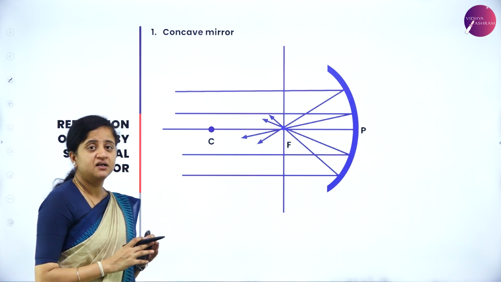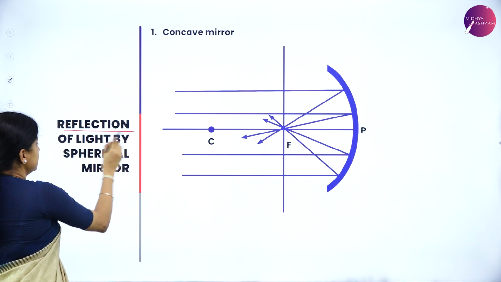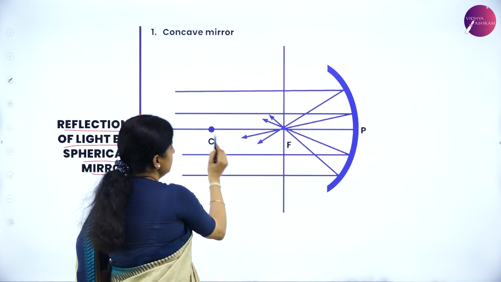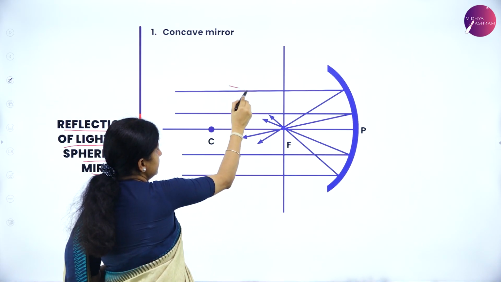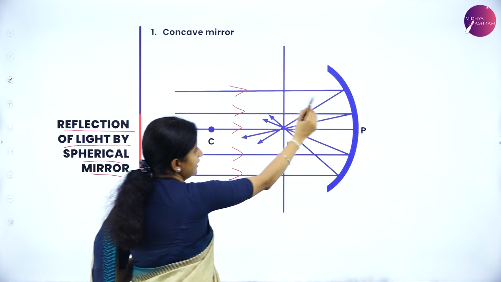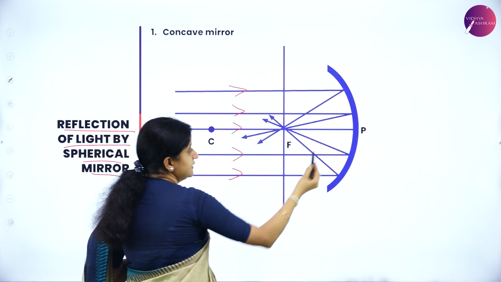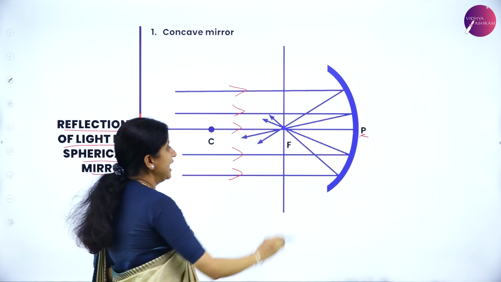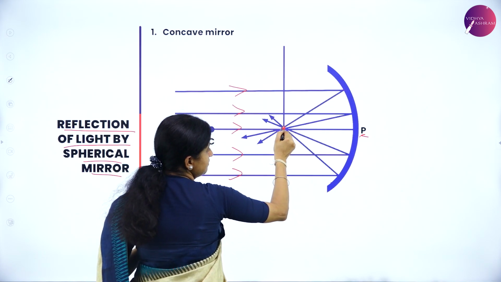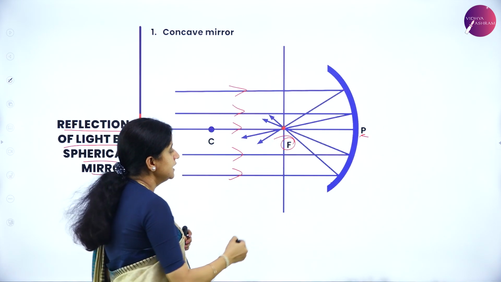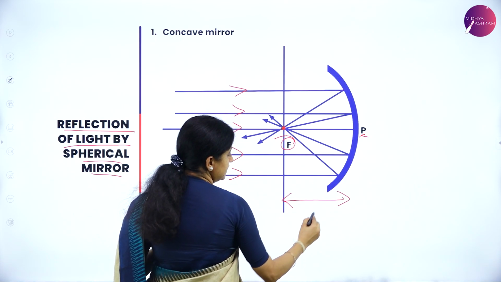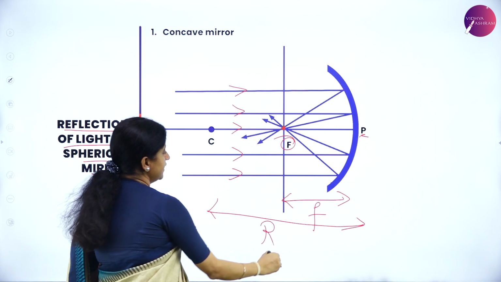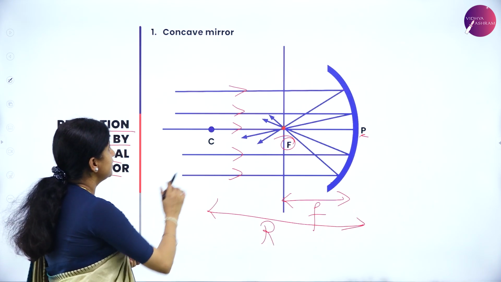Now let us understand diagrammatically the reflection of light by spherical mirrors. First, we have a concave mirror. You can see here, this is the center of curvature. We know these are the incident radiations which are going and striking the surface, and this is the geometrical center of the spherical surface. We will call it the pole. After reflection they all come and meet at this point, which is called the principal focus, and the distance between the principal focus and the pole is called the focal length. The distance between the center of curvature and the pole is called the radius of curvature. This is about the concave mirror.